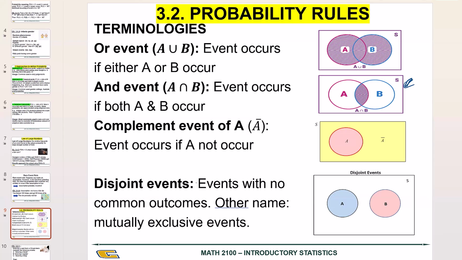Disjoint events are events which don't have any common outcomes. Sometimes we also call them mutually exclusive events. So in the last figure here, the number 4 figure, you see that A and B don't have anything in common, right? They're disjoint. So for example, you toss a die. A is the event you get an odd, B is the event you get an even. They will not have anything in common, right?